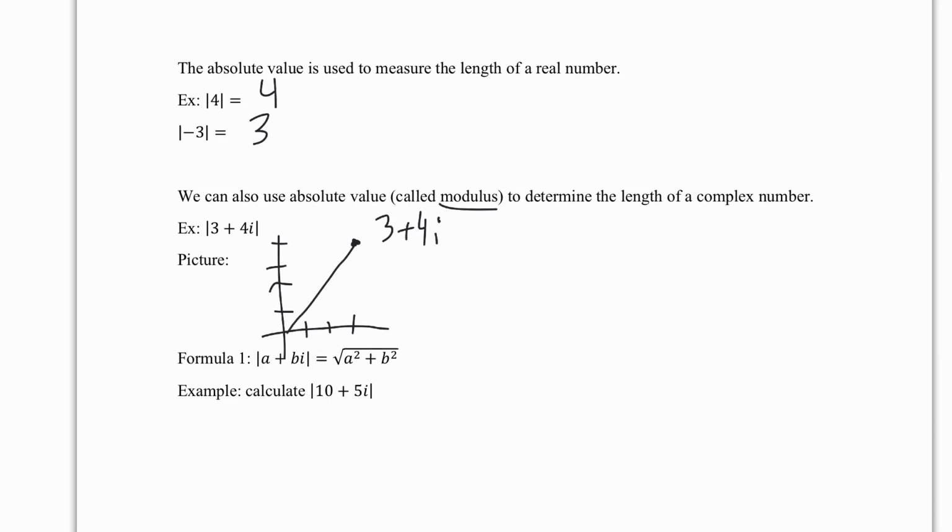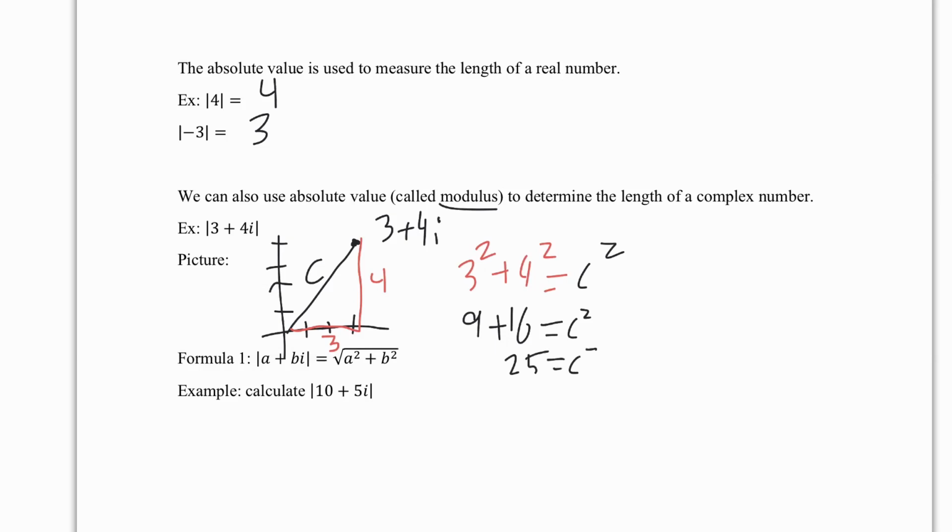Well, how long is this number? What's the length of it? If you imagine this as a c, it looks like we could draw a little right triangle. 3 and 4. So 3 squared plus 4 squared would equal c squared. So that's going to give me 9 plus 16 equals c squared. So 25 equals c squared. So c is going to be equal to 5. And so therefore the length of the number 3 plus 4i is equal to 5.